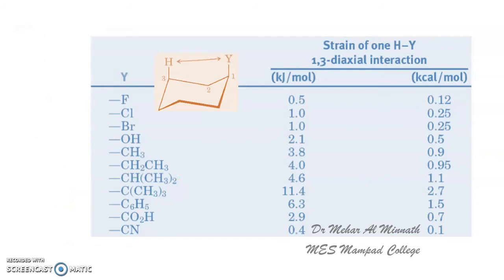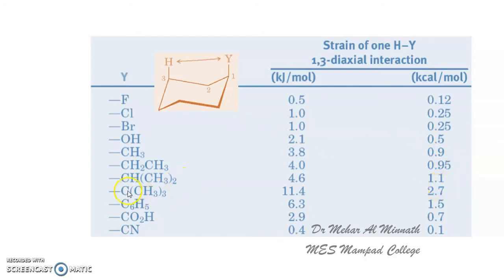All right. Now, here I have given a table in which the energy associated with 1,3-diaxial interaction is tabulated when the substituent varies. The energy associated with the 1,3-diaxial interaction when the substituent is fluorine is 0.12. So it is very much less than the methyl group. Since fluorine is small, it is not going to interact much, so the 1,3-diaxial interaction will be less. Now the methyl group comes in fifth position with 0.9 kilocalories per mole. With the ethyl group it is 0.95. With isopropyl it is 1.1.